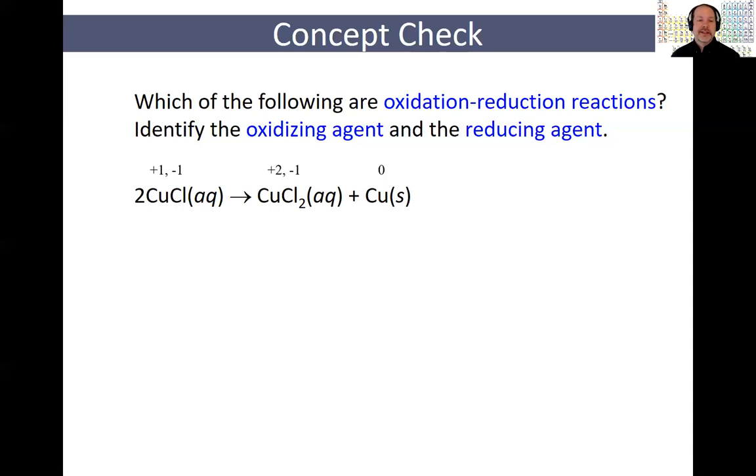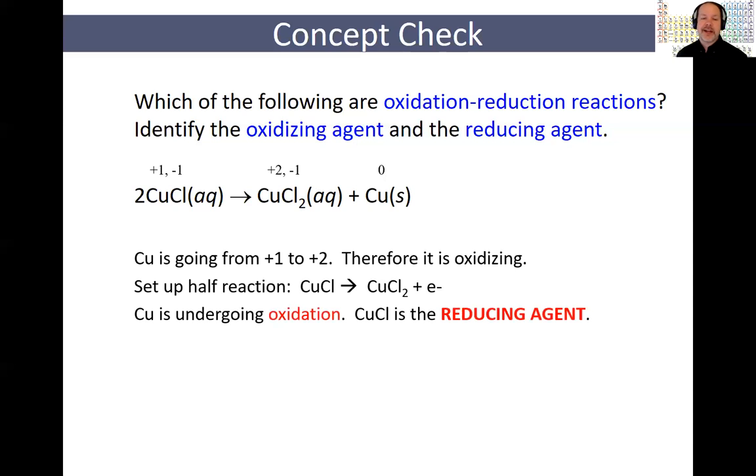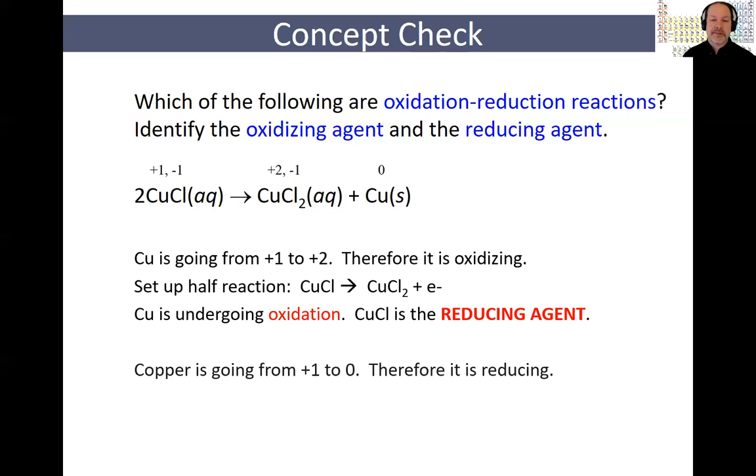What's going on? Well, we see copper is a +1 going to a +2, and therefore it is oxidizing. And we would include the copper chloride going to copper 2 chloride plus an electron there if you were thinking about the half reaction. Copper is undergoing oxidation. That's the element, and then the whole compound that includes that element is the copper chloride. Notice I'm leaving out the 2 coefficient. You don't need to talk about that when we're using the names.